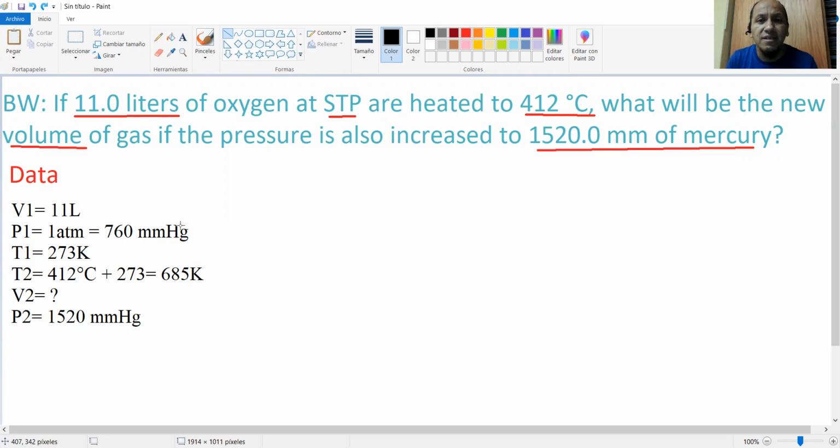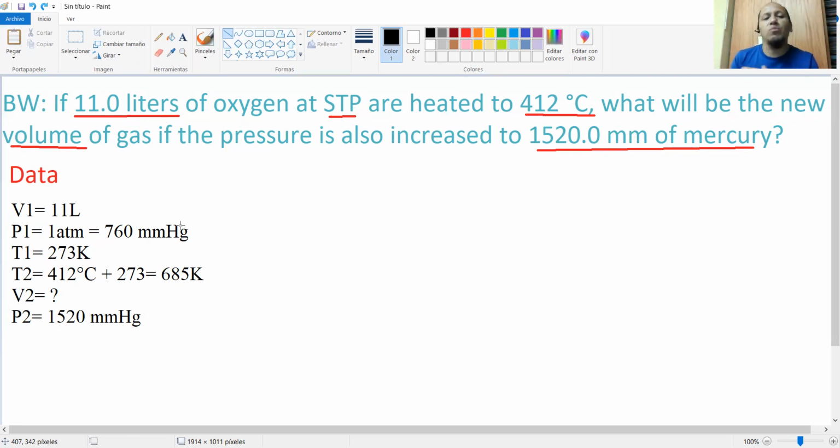I'm converting it to Kelvin because whenever you want to use gas laws, you're supposed to convert everything to Kelvin in terms of temperature. That's very important for you to remember. And it says, what will be the new volume? So you're looking for volume 2, and they gave you the pressure 2.